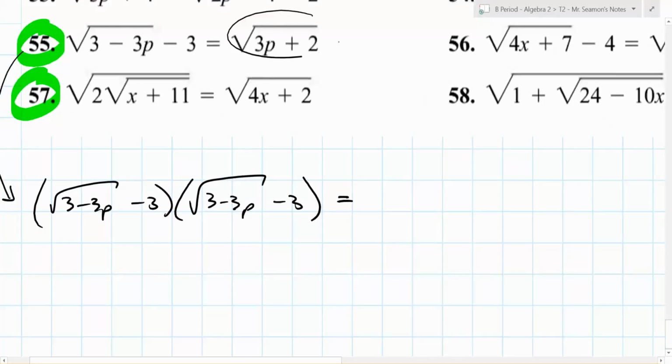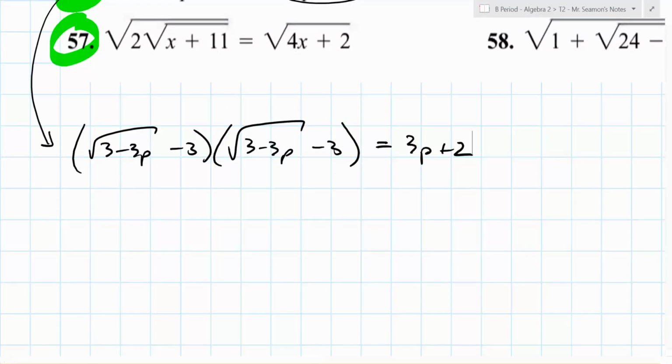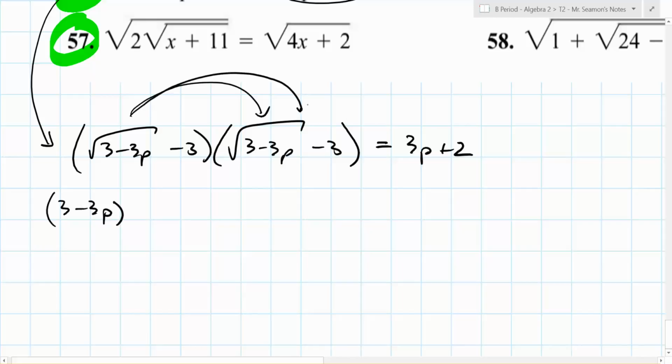What does the right hand side become? Just becomes 3p plus 2. Why did I add the 3 to both sides? Okay, so you could, it's fine. You can add the 3 because it makes there be less negatives. What's the square root of 3 minus 3p times the square root of 3 minus 3p? So it's going to be 3 minus 3p. And then you have how many of them?